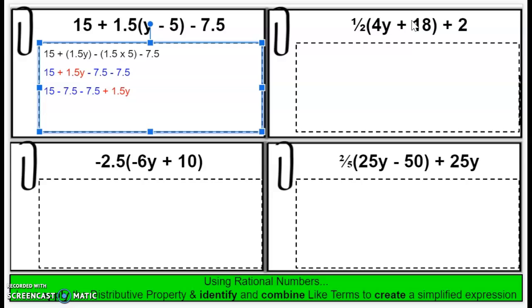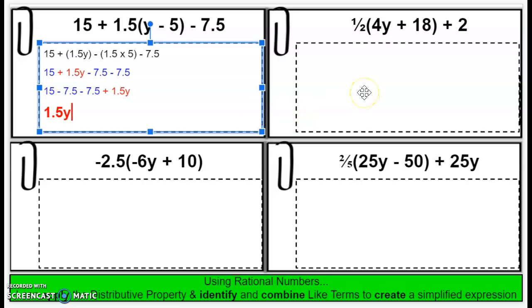So all I have left is my 1.5y. This right here, and I'm going to make it bigger just so you can see it, and I'm going to bold it, is my simplified expression. Because my blue section, when I combine this all, it equaled 0. And so my simplified expression is 1.5y.